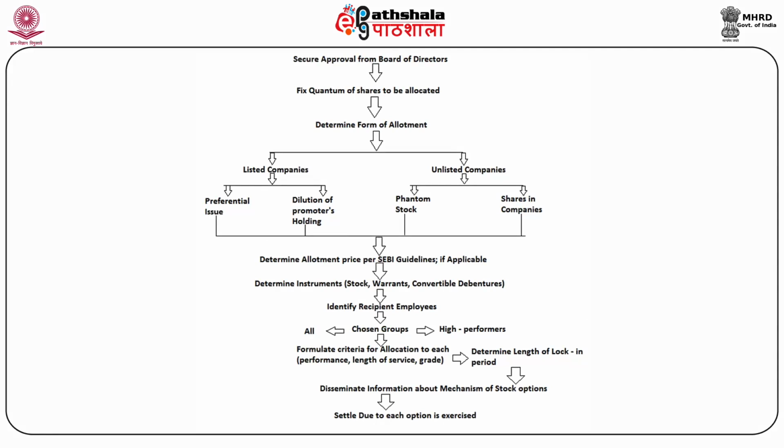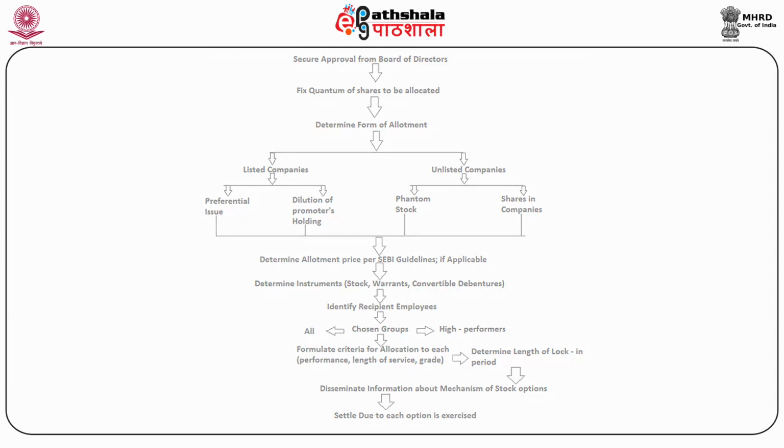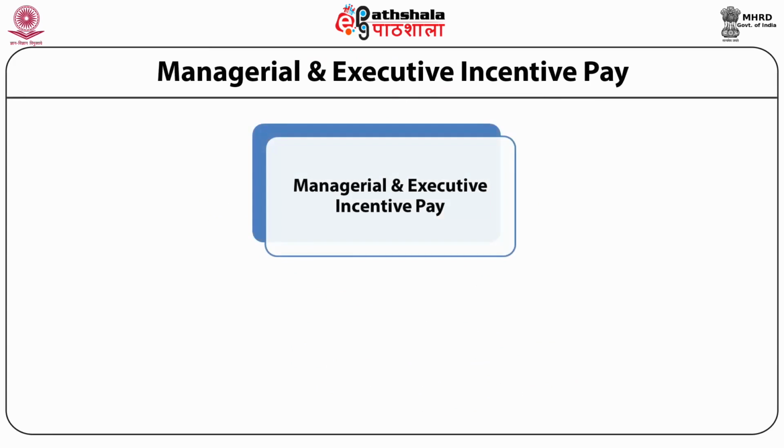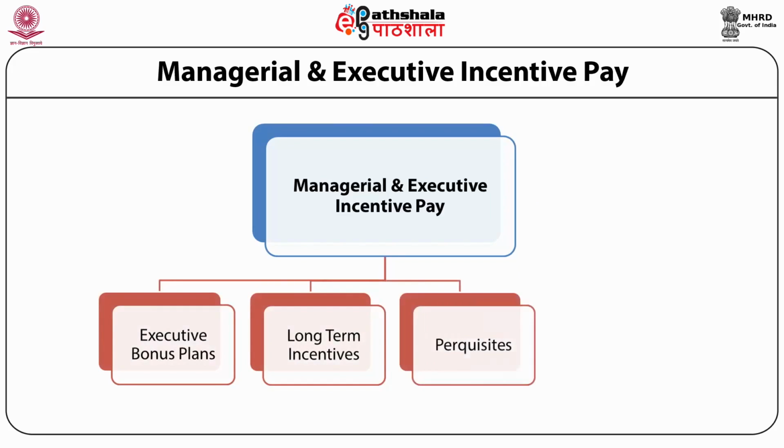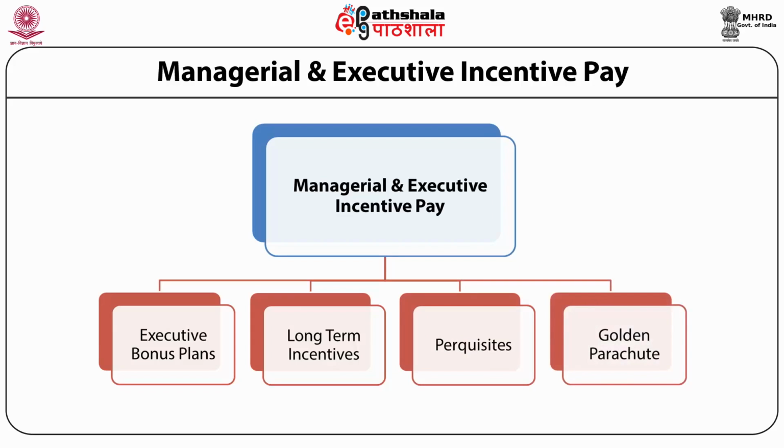The above figure shows how employees benefit from a stock option scheme. Managerial and executive incentive pay. These are: first, executive bonus plan; second, long-term incentives; third, perquisites; and fourth, golden parachute.